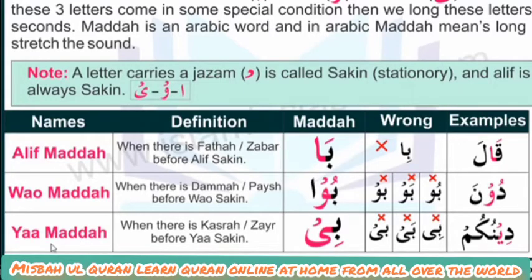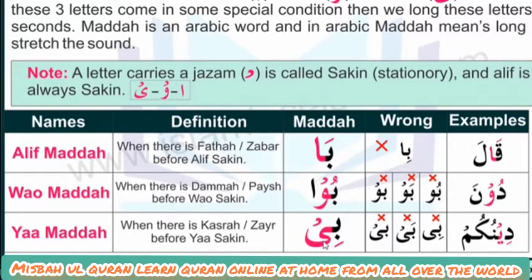And the third is ya madda. What is ya madda? When there is kasra like zair before ya sakin. Similarly, you can see the example of ya madda here when ya comes with sukoon sign on it, or you can say if there is ya sakin and the letter before has a kasra. So this ya is ya madda.